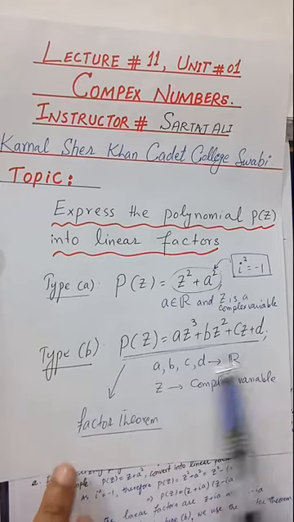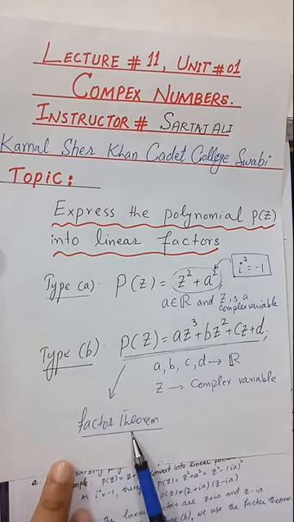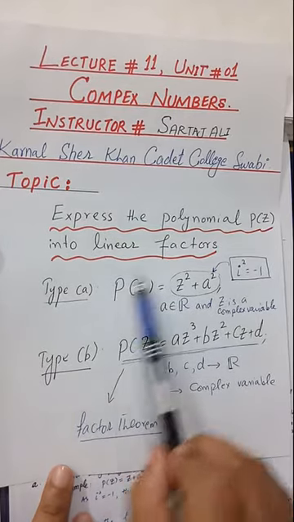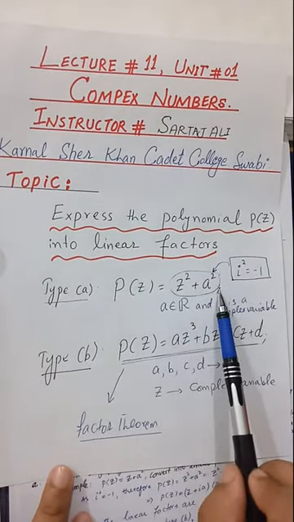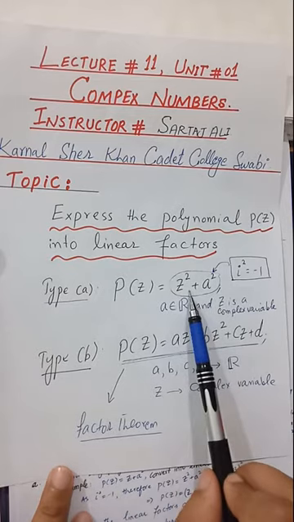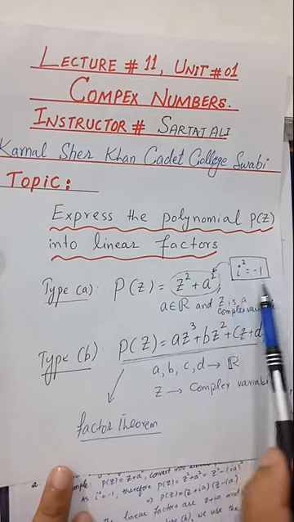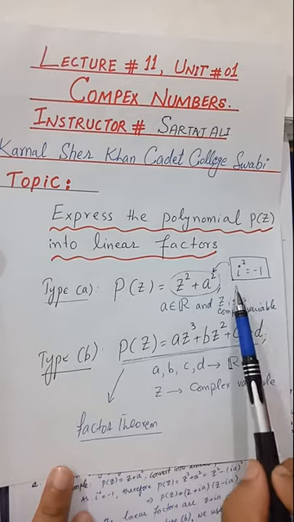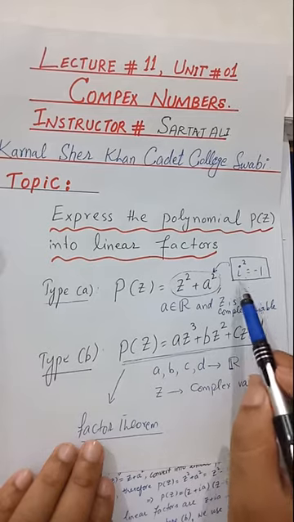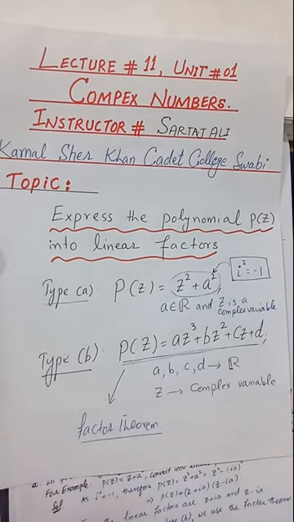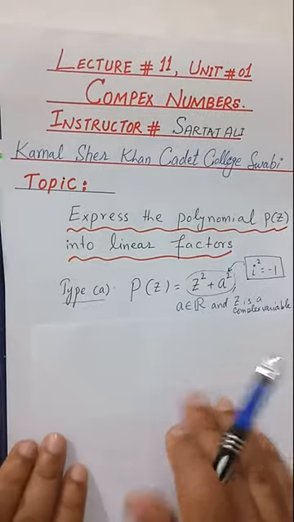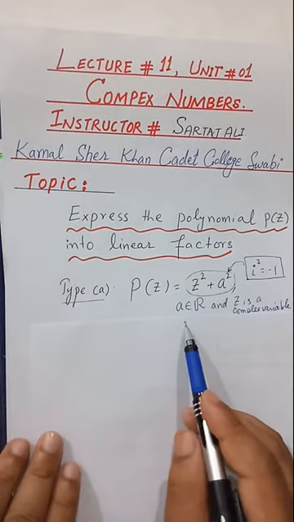For type B polynomial we will use the factor theorem to convert it into linear factors, and type A polynomial, which is of the form z square plus a square, where a may be any real number, will be converted into linear factors by using the fact that you already know that iota square is equal to -1. So how do I convert this into linear factors? By using iota square equal to -1. If I consider this type A polynomial, I am converting it into linear factors.